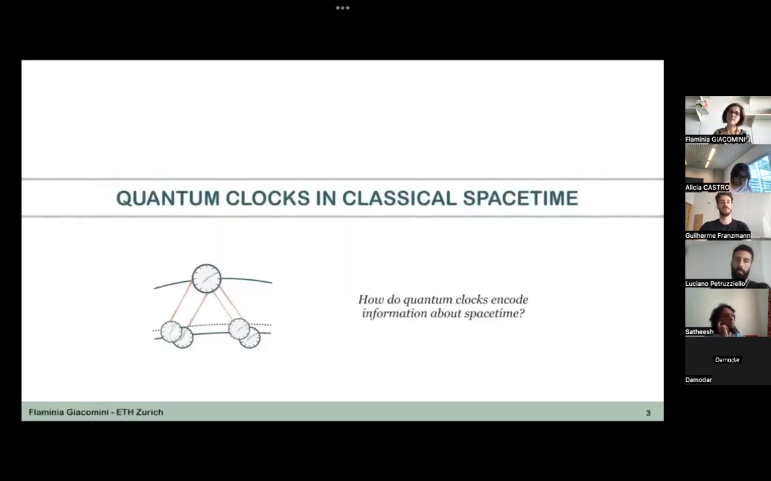So let me just start with the very basic definition of quantum clocks and how they work in classical spacetime. And at the end of this, I want to understand the question: how do quantum clocks encode information about spacetime?